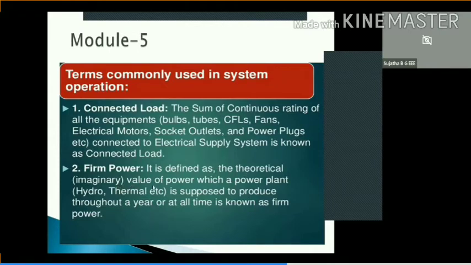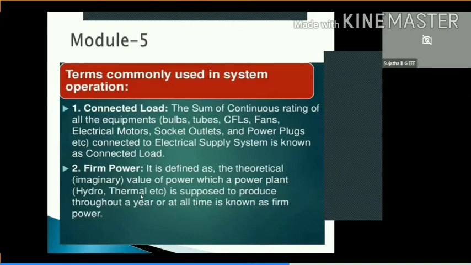It is defined as the theoretical value, an imagined value that we calculate, of power which a power plant, be it hydro, thermal, or any type of generation, even one based on a renewable energy source, is supposed to produce throughout a year or at all times. It is known as firm power.